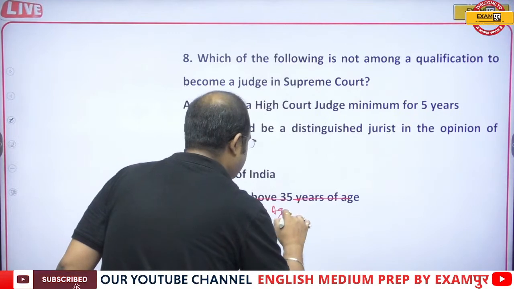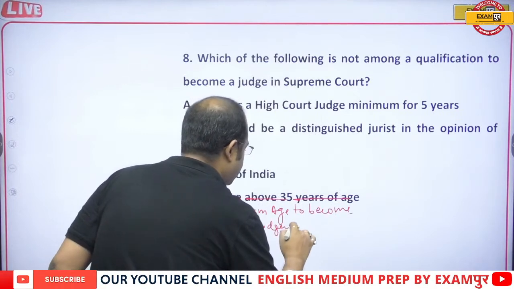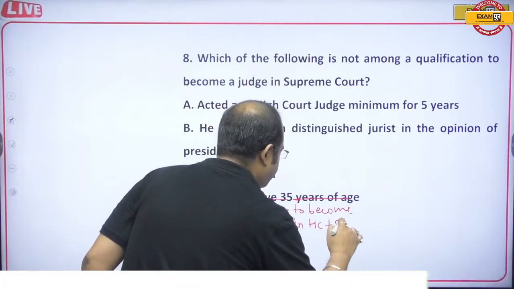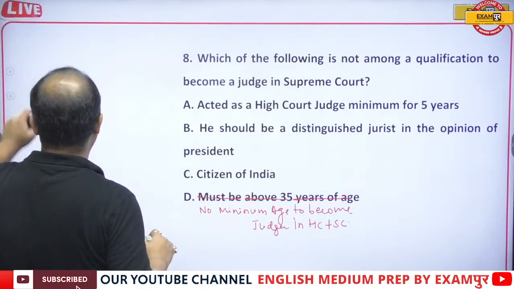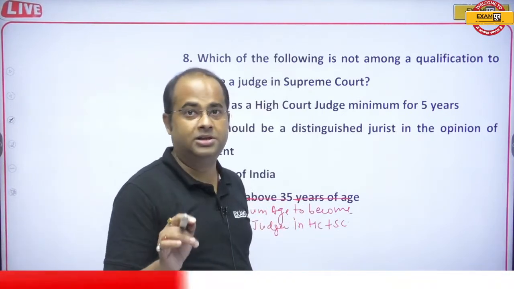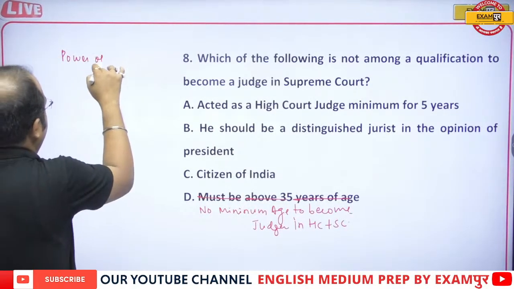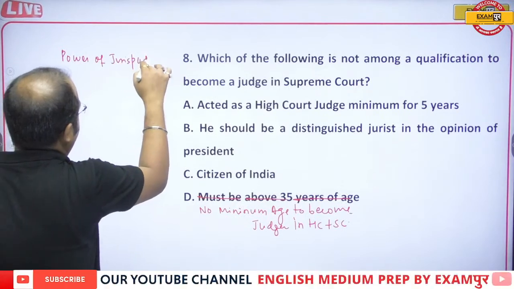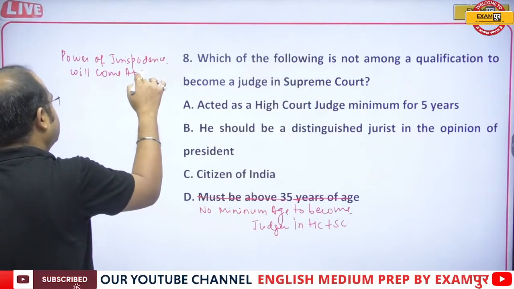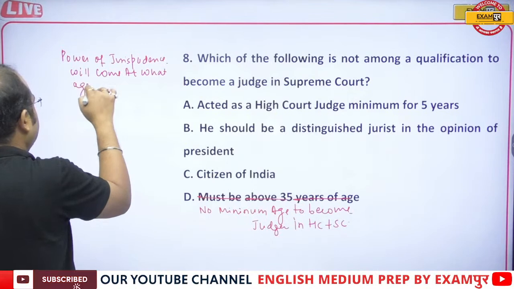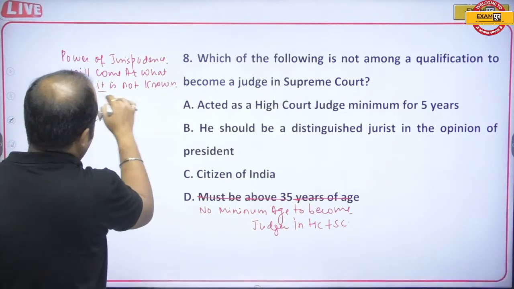There is no minimum age to become a judge in High Court and Supreme Court. Because the power of jurisprudence will come at what age, that is not known to anyone. So the power of jurisprudence will come at what age, it is not known. Therefore, there is no minimum age.